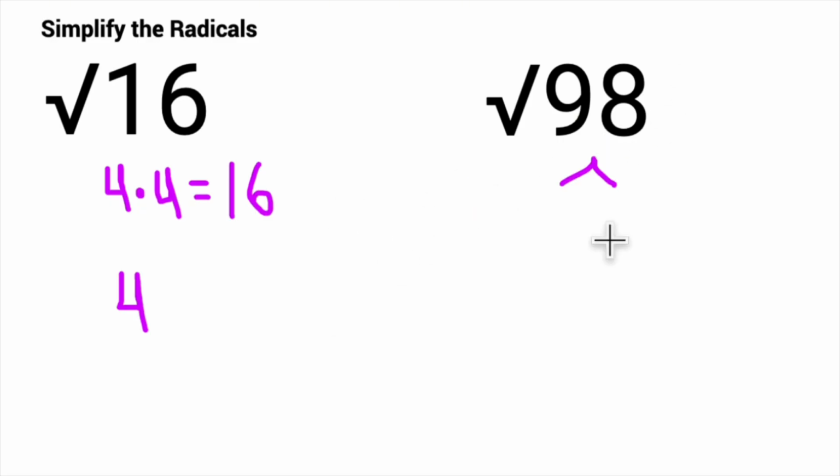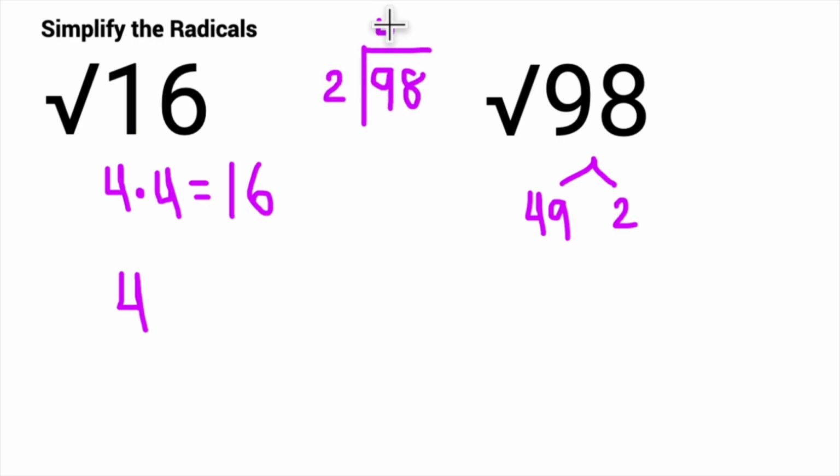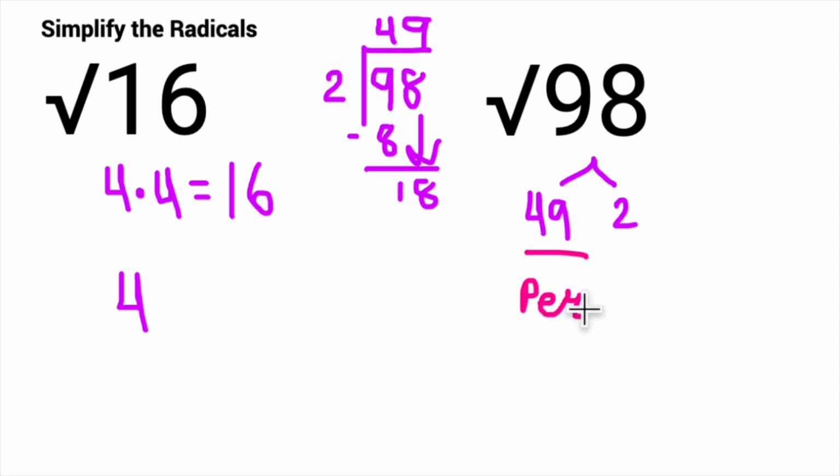I cannot think of any numbers that are going to multiply to get 98. So we have to think smaller numbers. 49 times 2 makes 98. And I found this by dividing 98 by 2. And that's where we get 49 from. And I specifically picked 49 because it is a perfect square. That is the only way we can simplify our radical.